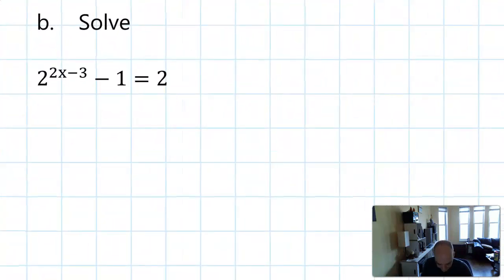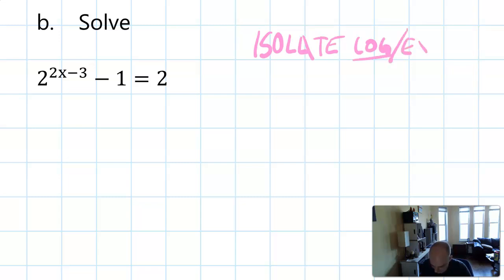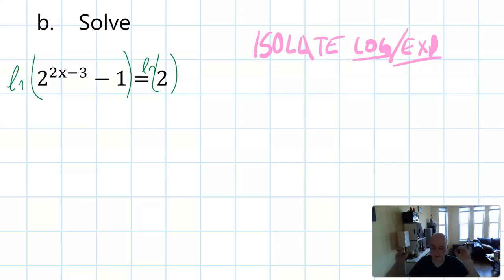Let's do another one. So we have 2 to the 2x minus 3, minus 1, equals 2. There's one more step you always need to do before you can take the log of both sides, and that's isolate the log or exponent term. There's no log here, but there is an exponent term. Because if I try to take the natural log of both sides, well, I certainly can take natural log of 2, and I certainly can take this natural log. But that minus 1 is going to mess me up. There's no properties if you have a subtraction inside a log. So we've got to get rid of that 1.